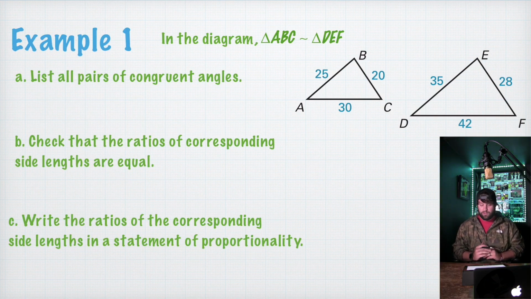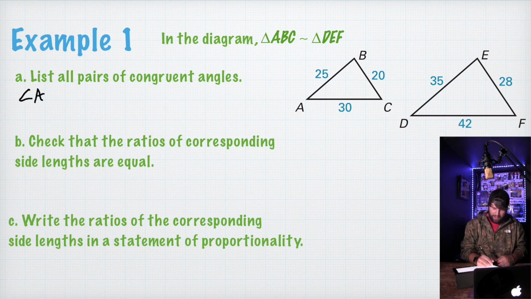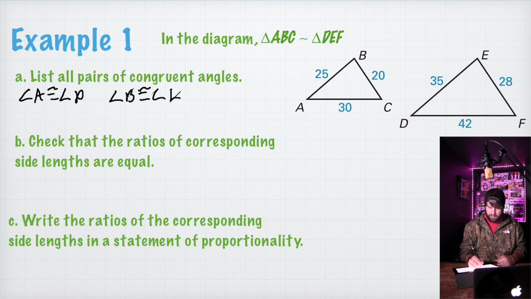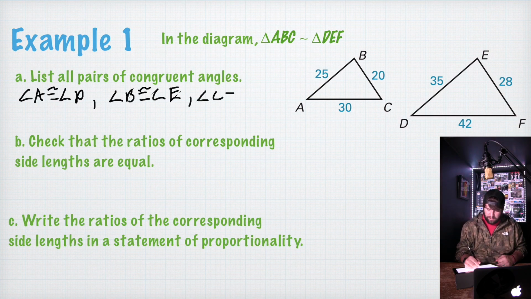In the diagram, triangle ABC is similar to DEF. So, list all pairs of congruent angles. Angle A is congruent to angle D. Angle B is congruent to angle E, and angle C is congruent to angle F.